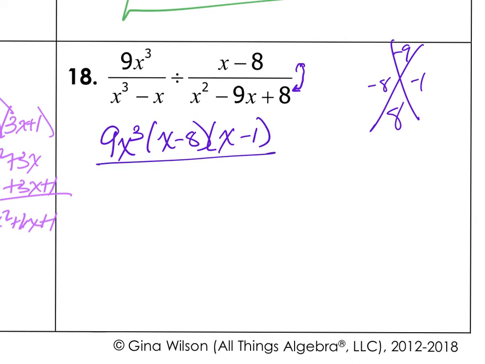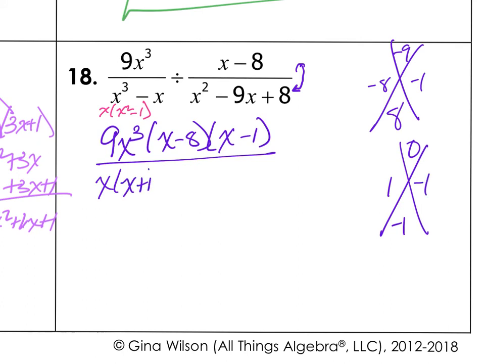And then in the bottom, I think I can take an x out. Ooh, I think I want to factor this here really quick. I think I can take an x out of here, and I'm going to get x squared minus 1. So I know I have an x. And then what multiplies to be negative 1 adds to be 0? Well, 1 and negative 1. So x plus 1, x minus 1. And then this does not need to be factored, so I have x minus 8.